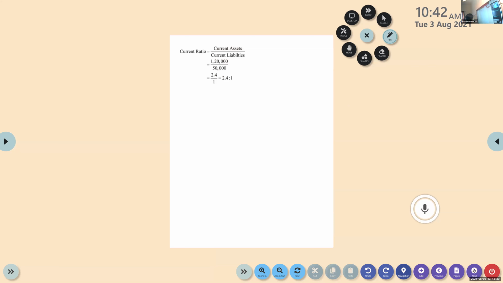So in the previous question, the answer is 2.4, 2.4 is to 1. So 1,20,000 by 50,000, cut out the zeros, finally you get 12 by 5. Again, bring it to the shortest form, that is 12 divided by 5. You get 2.4. 2.4 is to 1. This is how you get the ratio.